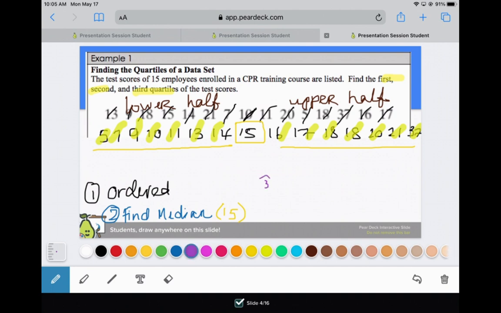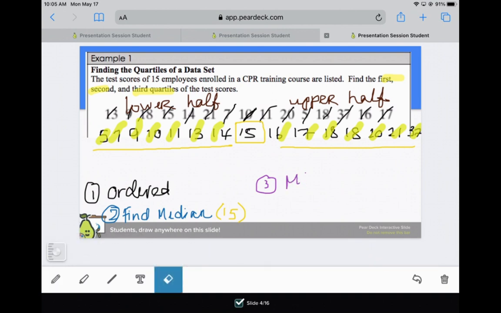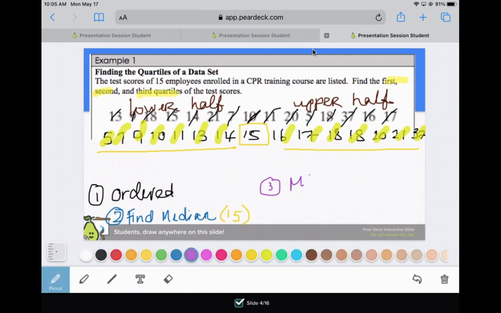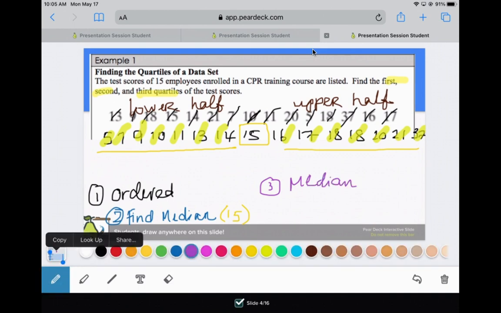I'm going to go to step 3. For step 3, I'm going to find the median again, but now I'm going to find it for the upper and the lower half. So I'm going to find that median for the 2 groups that I have. So for this practice, you're going to find the median 3 times. The first time, the median for the entire set. The second time, the median of the lower half, and the median of the upper half.